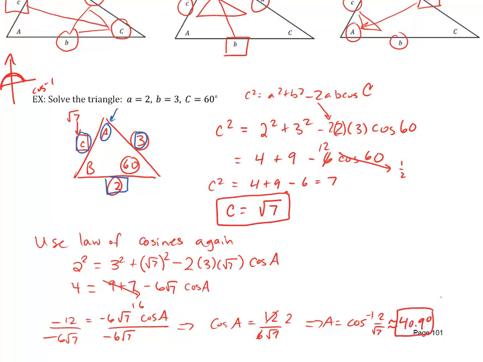Now there's no need to apply law of cosines again to get this B. All I got to do now is recognize that B would be 180 minus 60, which is my C, minus 40.9, which gives me 79.1 degrees. Now I've solved that triangle using the law of cosines.